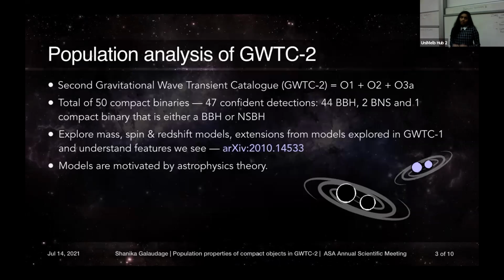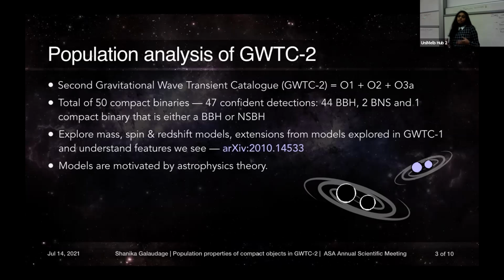The second gravitational wave transient catalogue includes observing runs 1, 2, and the first half of O3, O3A. There's a total of 50 compact binaries, 47 of which are confident detections. 44 of those 47 are binary black holes, and we have 2 binary neutron stars and 1 event that might be a binary black hole or a neutron star black hole. With our population analyses, we explore several different mass, spin, and redshift models, and these models are extensions of the ones used in the previous catalogue.